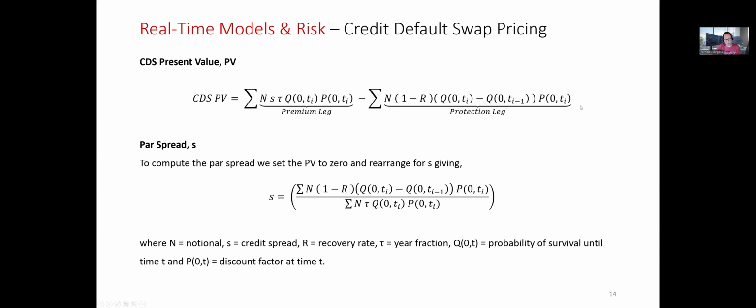I outline it a lot more in the documentation in the links, so this is quite a quick overview. If you want to compute the par spread, the par spread S is the spread that's going to make the trade price to zero. So if we set the PV to zero and rearrange for S, you get this formula, and we can use it in the calibration process. This is the formula to compute the par spread, and the par spread is equivalent to the price. That's how a lot of CDS quote in the market, and that's why I have to show you this formula.